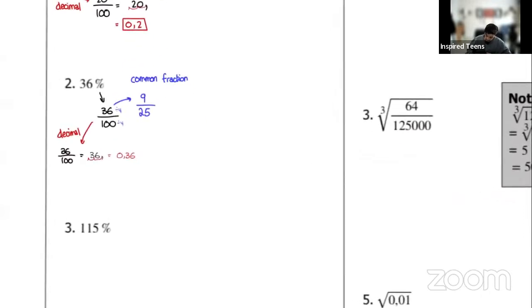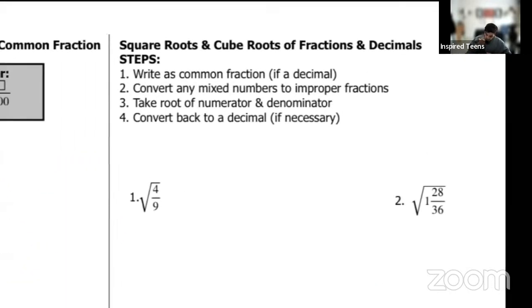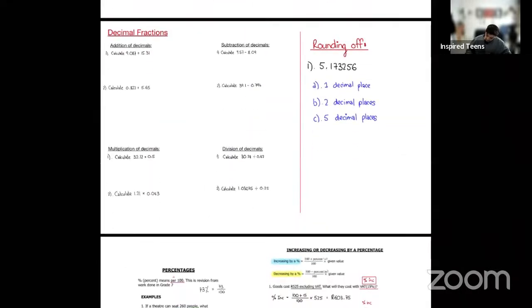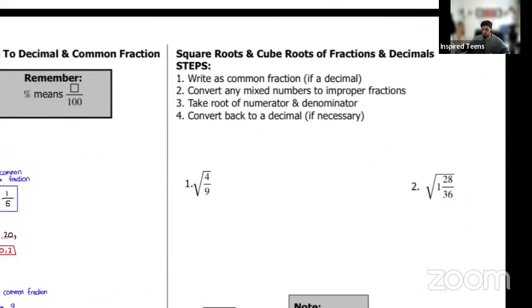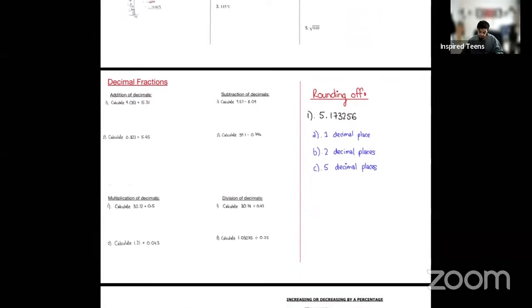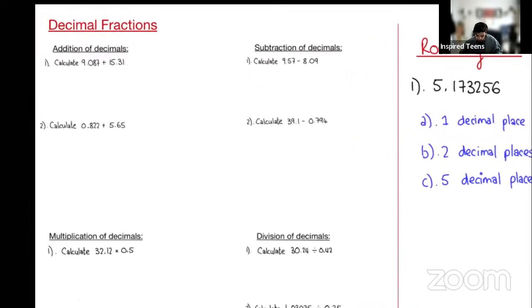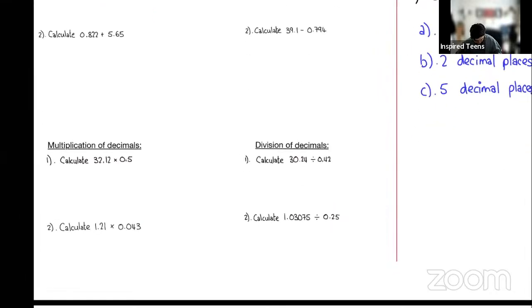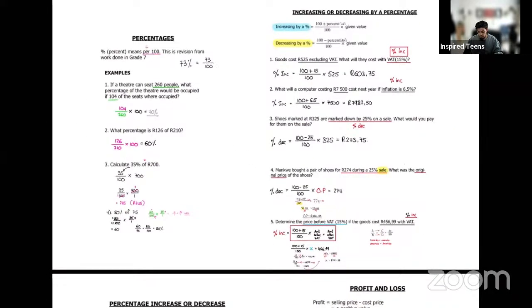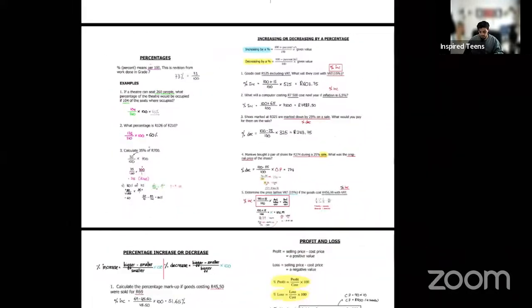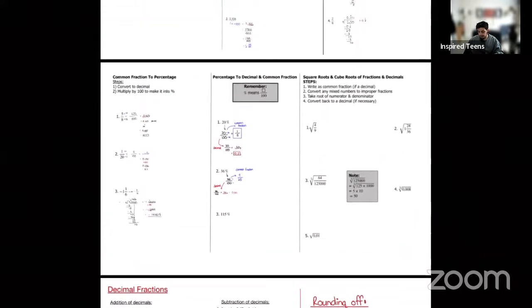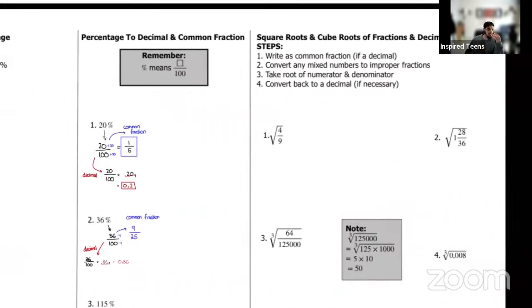Okay, then you guys can attempt 1.1 and 115%. So we just have square roots and cube roots of fractions and decimals, as well as decimal fractions. So we're just going to do addition in decimals, subtraction in decimals, multiplication in decimals, division in decimals, and all of that. I added the percentage here. We already did percentage. I just added it here because it's part of the section as well as finance. So we don't have much. So let's end it there. And then next week we shall continue, finish this off, and maybe start a new topic.